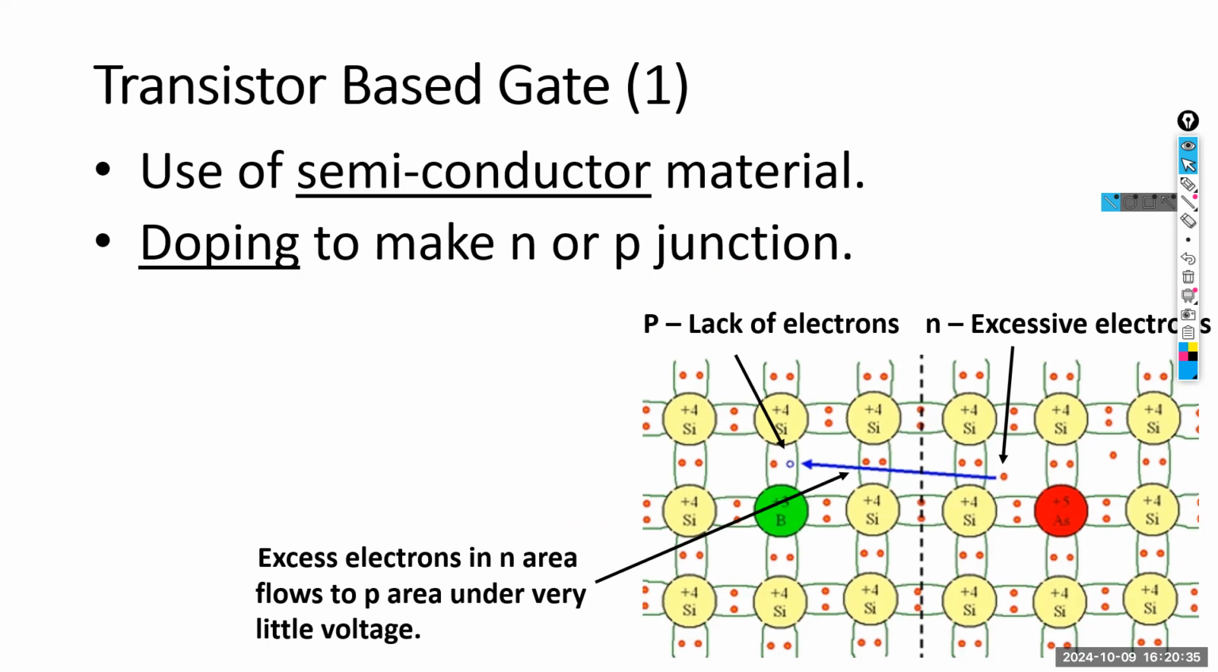A transistor-based gate or logic gate. Forget about the logic part for now. What is a gate? A gate is something we can open or close. When it is open, anything can flow. When it is closed, nothing can go through it. The modern logic gates are made using semiconductor materials like silicon and so on.